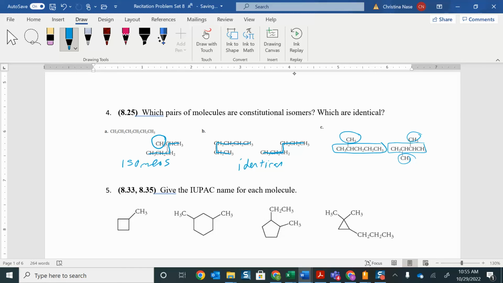1, 2, 3, 4, 5. Yep, pentane. So this is 2-methyl pentane. This is 2,3-dimethyl butane. So these are going to be different. They're going to be isomers. These are constitutional isomers. So again, isomers are going to have the same molecular formula, just different bonding.